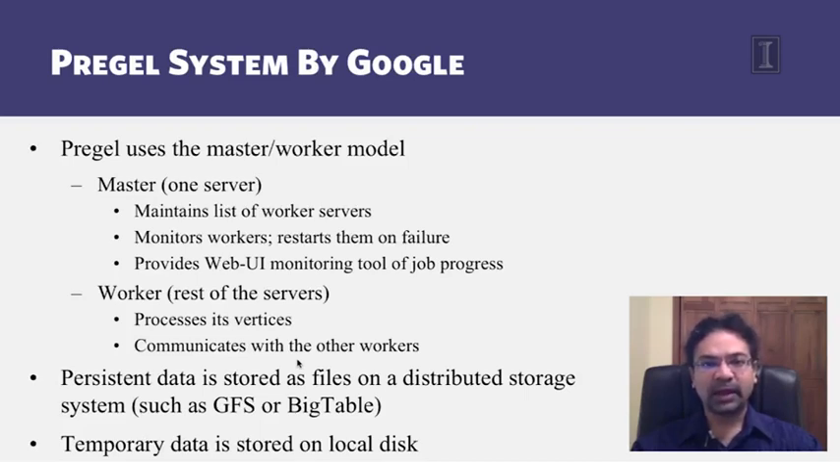And the master also maintains a graphical user interface, a web UI, for monitoring the progress of the other workers. The workers in turn are responsible for actually carrying out the gather, apply, scatter on the vertices that are assigned to them, and also for communicating with the other workers in fetching the values of the neighboring vertices where necessary. Typically in Pregel, the persistent data is stored as files on a distributed storage system such as GFS in Google's Pregel, or in the Bigtable system. And temporary data is also stored on local disk, because if the worker crashes and then recovers, you want to be able to start where you left off.